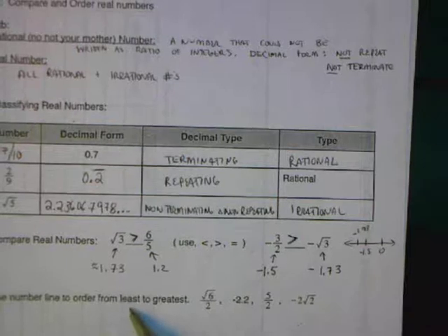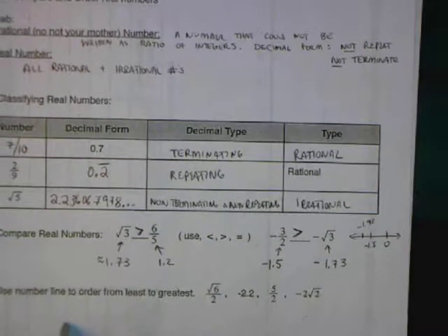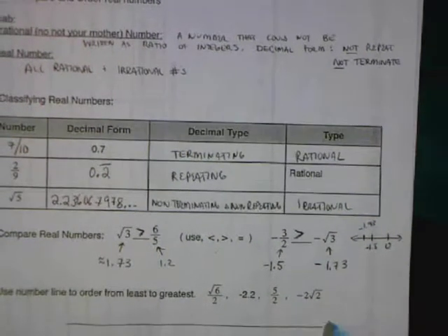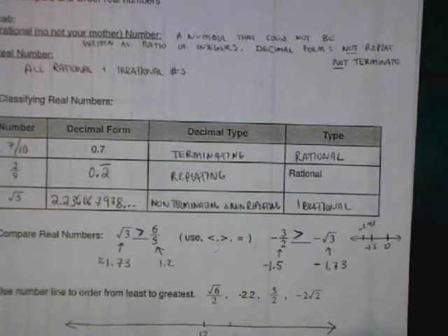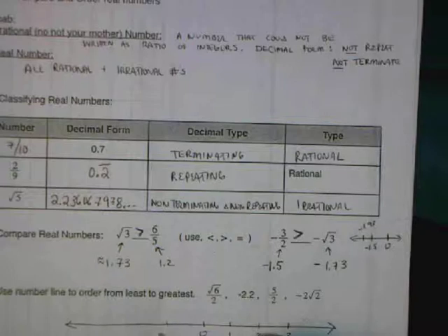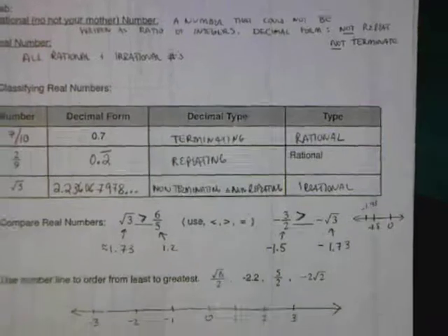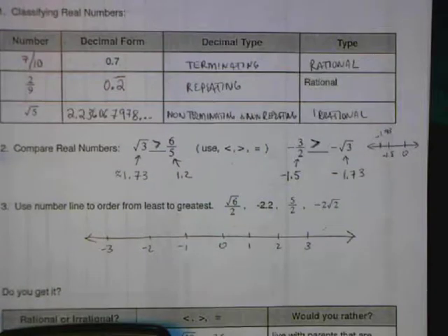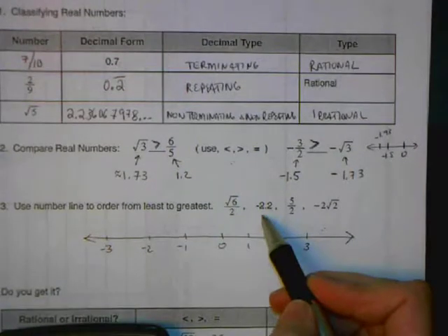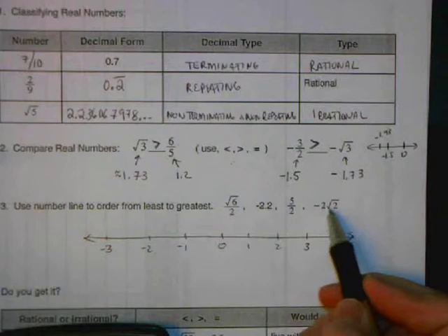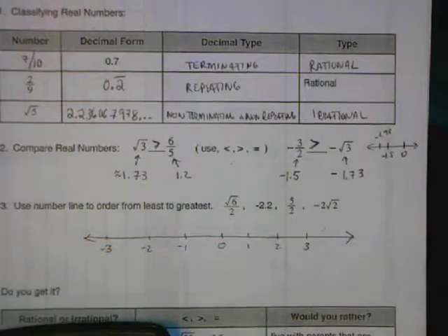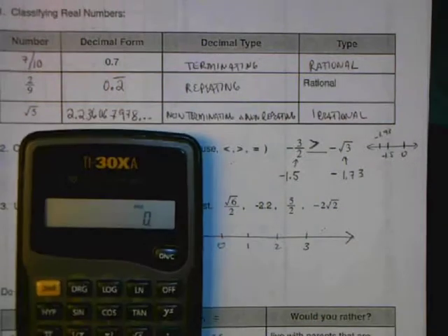When it says use a number line to order these from least to greatest, I would suggest we draw a number line that has 0, 1, 2, 3, etc., 0, negative 1, negative 2, and negative 3. And let's turn each of these numbers, the square root of 6 over 2, negative 2.2, 5 over 2, and negative 2 times the square root of 2, into their decimal approximations or equivalents.